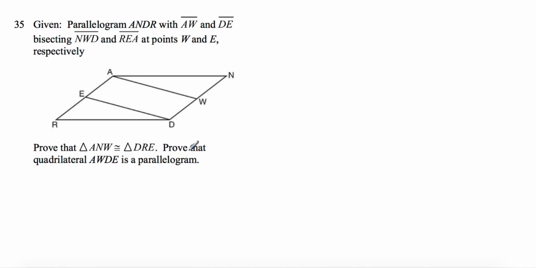The parallelogram is the bigger one, ANDR. Now, those two line segments are bisecting that in halves. Prove the triangle ANW is congruent to DRE. So how can we do that first? As you mentioned, the sides AW and ED are bisecting the opposite sides, so this must be equal to this one. Why? Because all opposite sides are equal to each other, so therefore halves of the opposite sides must be equal to each other as well.